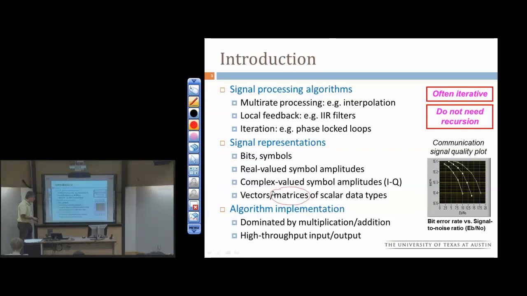The algorithm implementation, our algorithms we've looked at have been dominated by multiplications and additions, which we tend to just abbreviate as multiply accumulates. And then we've talked about throughput, how fast can we get data through the system. Now we look at some common themes in our algorithms. We have never needed recursion in what we've done. There's no tail recursion. It's iterative but not necessarily recursive. Where a function calls itself would be recursion.